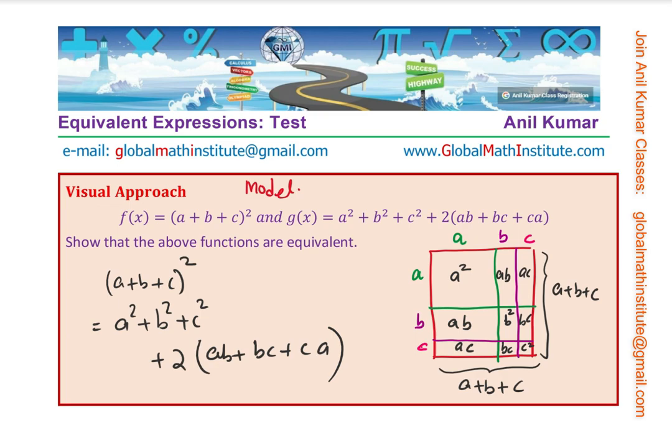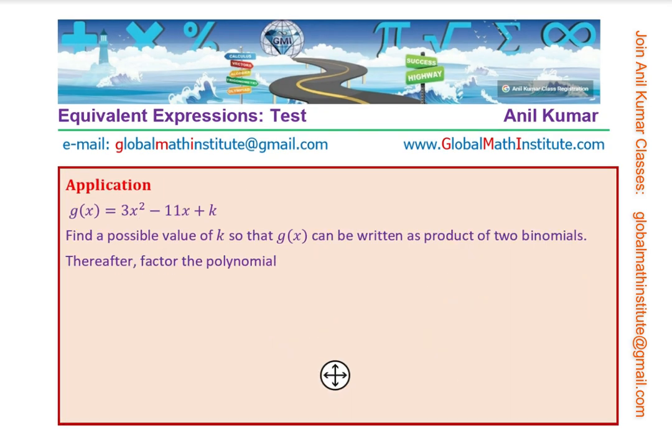Now, let's look into some factoring examples. Before that, I want to take another very important question. This is an application question. g of x is 3x squared minus 11x plus k. Find possible values of k so that g of x can be written as a product of two binomials. Therefore, factor the binomial. So what I'm trying to say here is this could be written as (ax plus b) times (cx plus d), right? So we want to find the value of k so that it can be written like this. That's the whole idea, where a, b, c, d are integers.